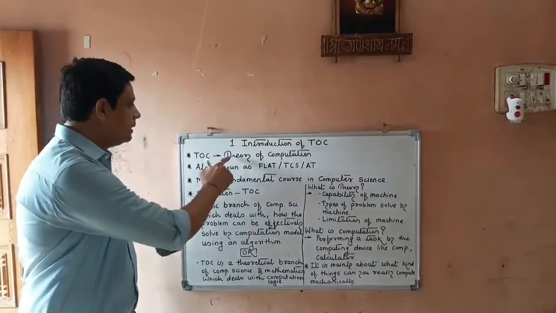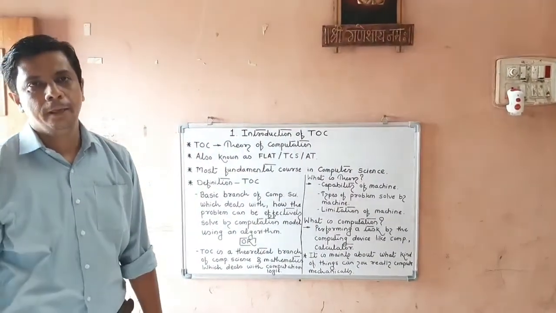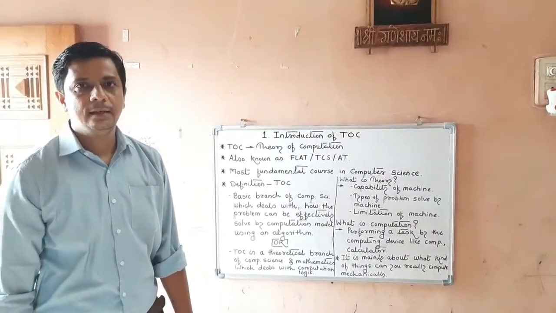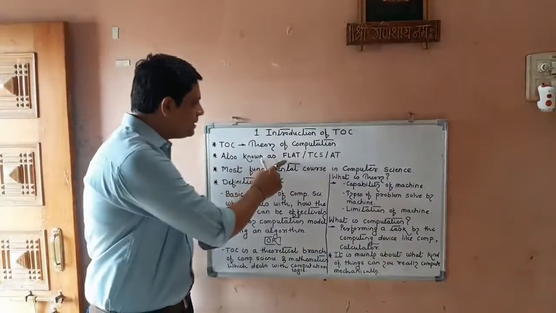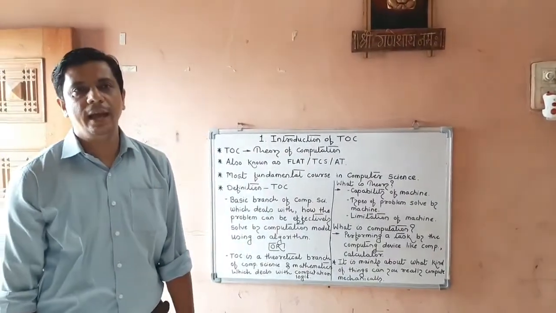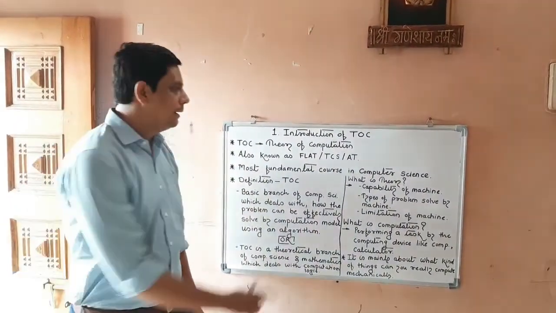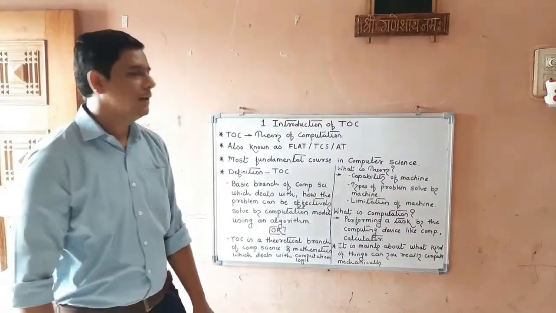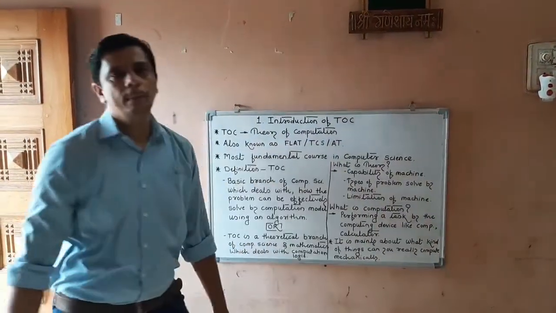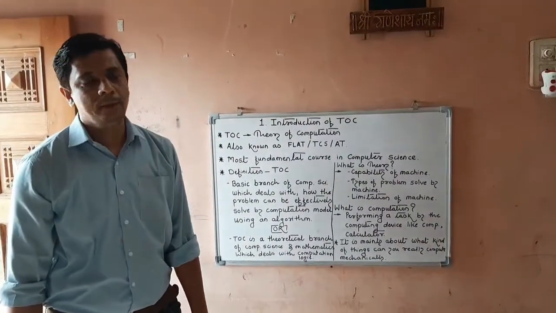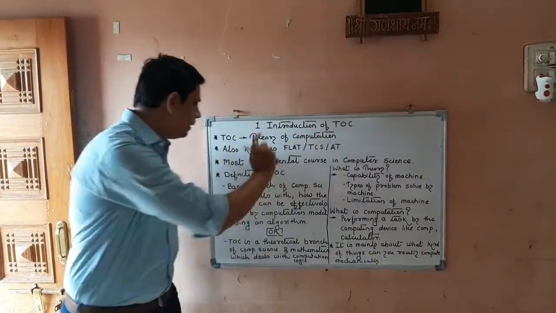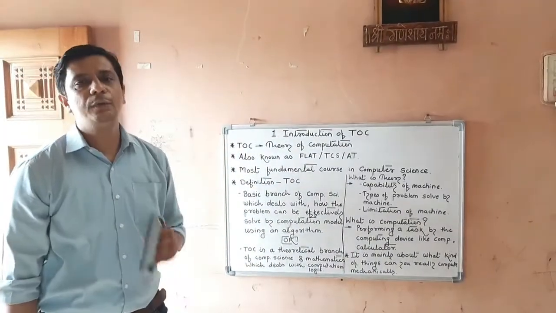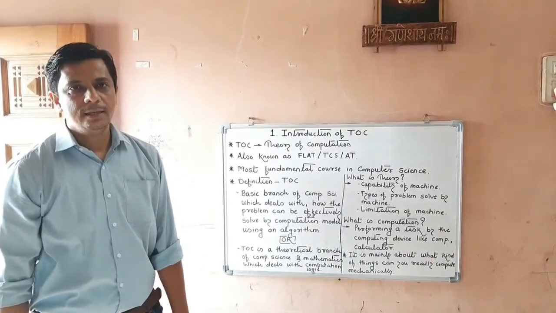TOC stands for Theory of Computation. It is also known as FLAT, TCS or AT. FLAT stands for Formal Language and Automata Theory. TCS stands for Theory of Computer Science and AT stands for Automata Theory. TOC is a fundamental course in computer science. TOC is the most fundamental course in computer science.